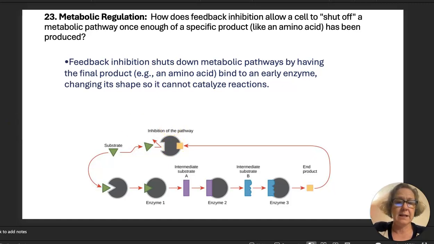And this, again, is to keep it from making and using energy that it does not need. We don't want to make things that we don't need. If you're not drinking milk, there's no reason for your body to be making a bunch of lactase. It's unnecessary, so your body does not need to do it.